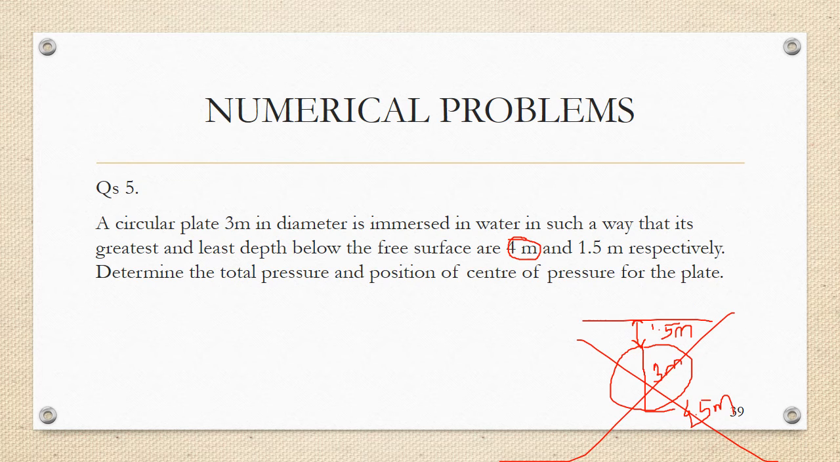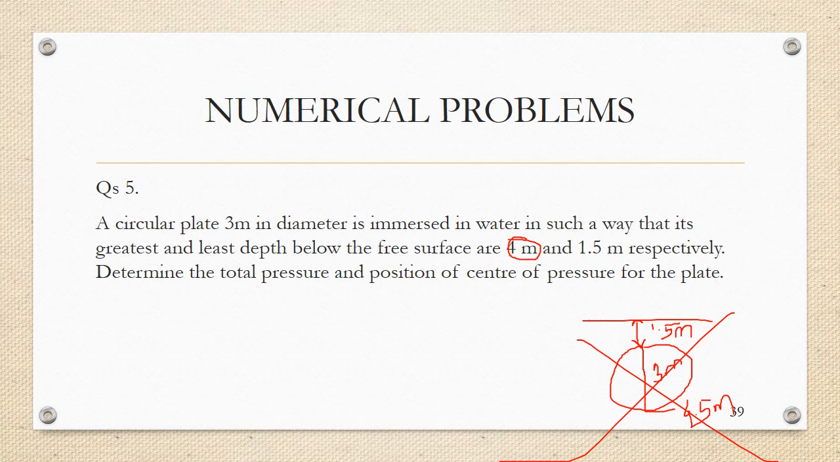Moving on to the next problem. A circular plate 3 meter in diameter is immersed in water in such a way that its greatest and least depth below the free surface are 4 meter and 1.5 meter respectively. They have asked to determine the total pressure and the position of center of pressure for the plate.